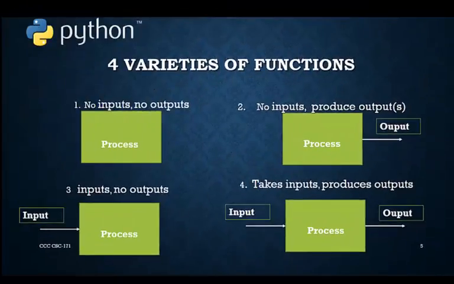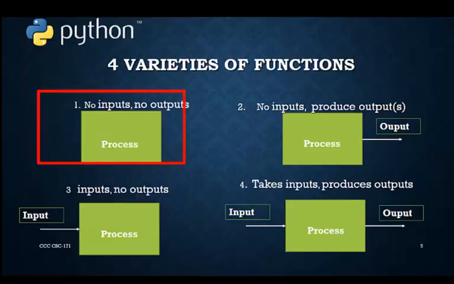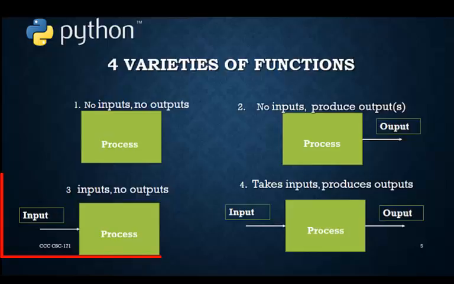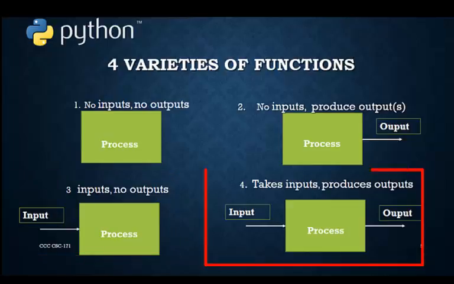Here are the 4 variations on functions. 1. No inputs and no outputs. There are only processing steps. 2. No inputs with outputs. So we process and produce output. 3. We have inputs and we process, but we don't produce any outputs. And 4. We take inputs, process, and produce outputs.